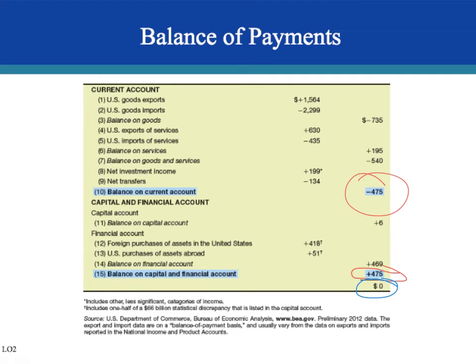Okay, the United States exported $1.5 trillion worth of goods. It also exported $630 billion of services, and you can see they imported $2.3 trillion of goods and imported $435 billion of services. And so we had a trade deficit of $540 billion in 2012, and we import more than we export.